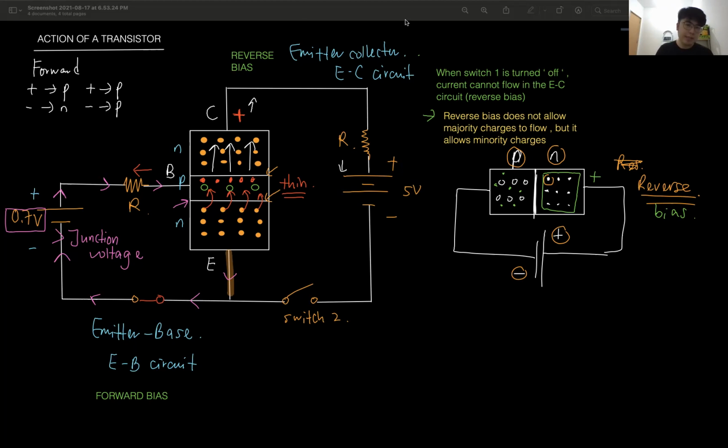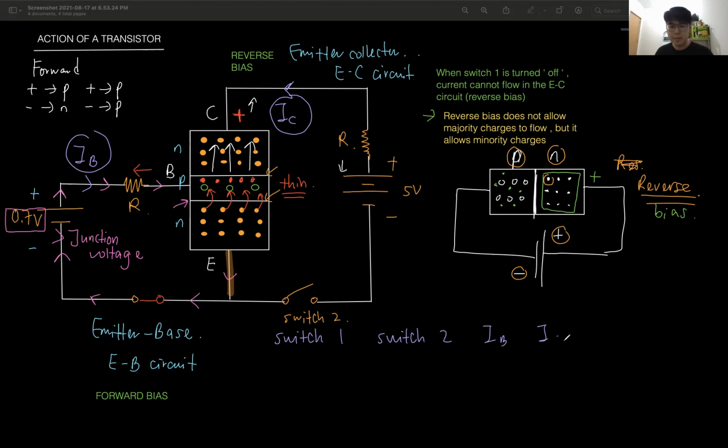Now let me do a table like this. Let's say this current over here, I call it IC, the collector current, and the current over here is IB, the base current. Sorry, the direction is wrong already. This one, the current is flowing in this direction, right? IC. The electron is flowing up and the current is flowing down. They are in opposite directions. Okay, we do it like this. Switch 1, switch 2, and then we have IB and IC.